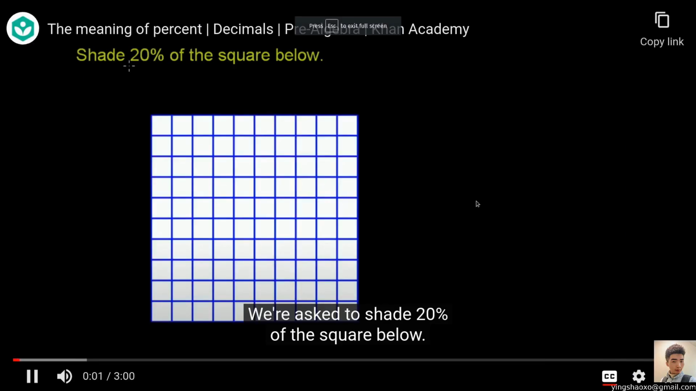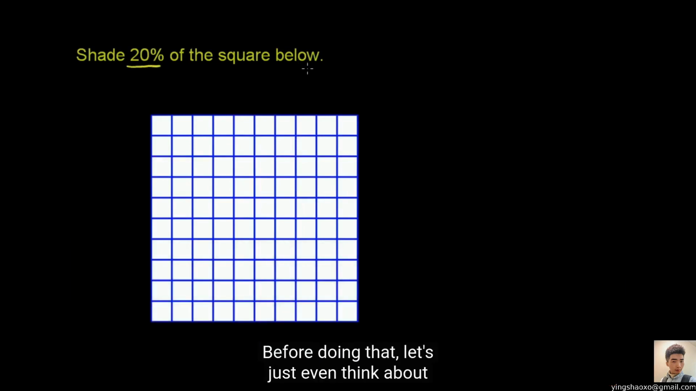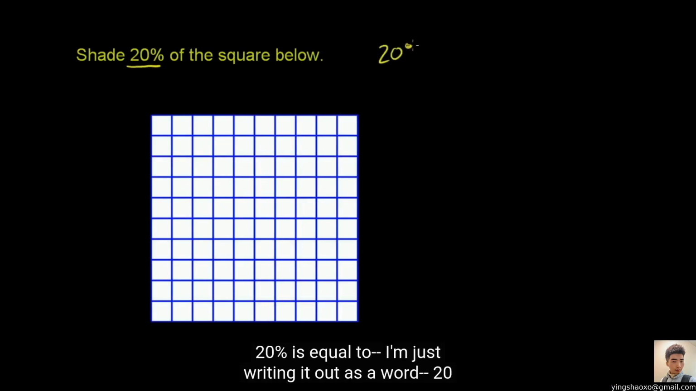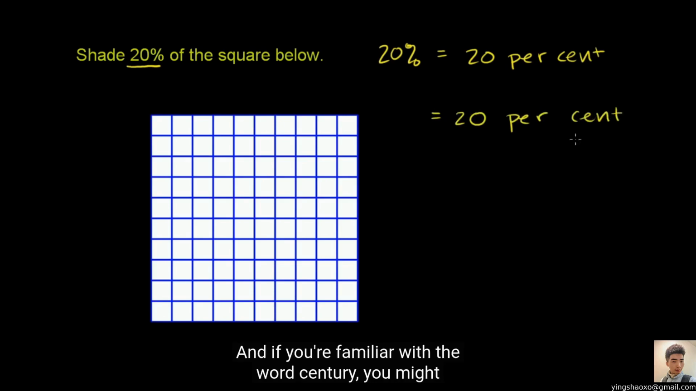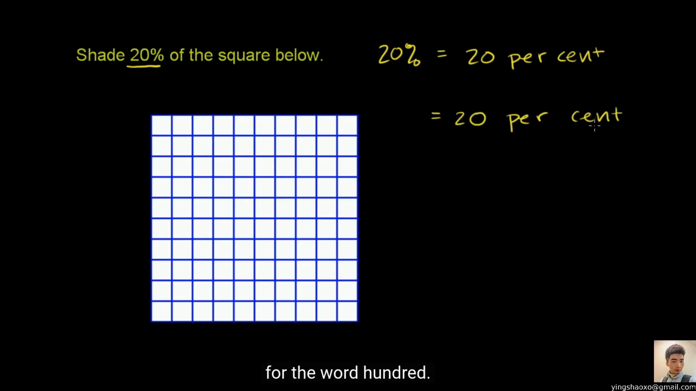We're asked to shade 20% of the square below. And before doing that, let's just even think about what percent means. So let me just rewrite it. 20% is equal to 20, I'm just writing it out as a word, percent, which literally means 20 percent. And if you're familiar with the word century, you might already know that this cent comes from the Latin for the word 100.